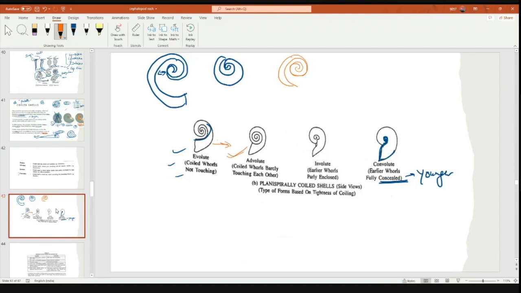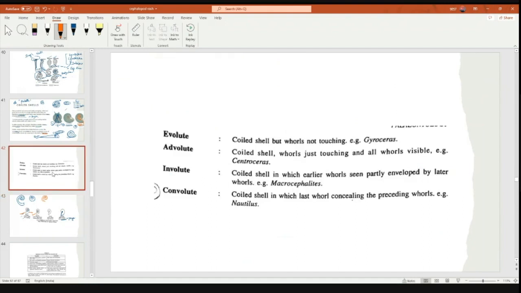So these are the four kinds of coiling of the planispirally coiled shell: first the evolute, advolute, involute, and convolute. Okay. So this is also a book definition, same book, Amaldas Gupta. Convolute example is nautilus. The coiled cell is the last wall concealing the preceding whorl. Okay, same thing. And this one is the partially. Complete is here. This one is the partially.